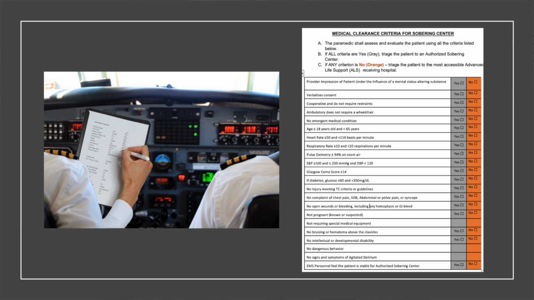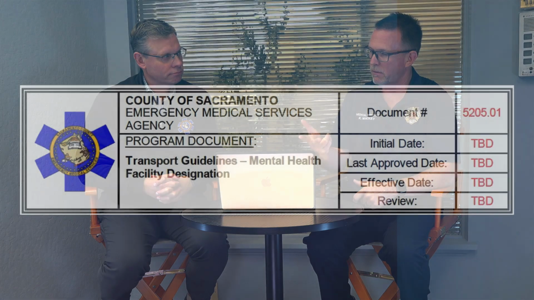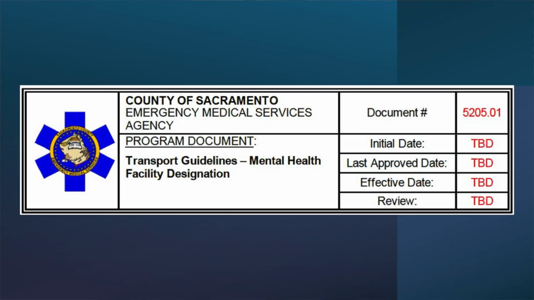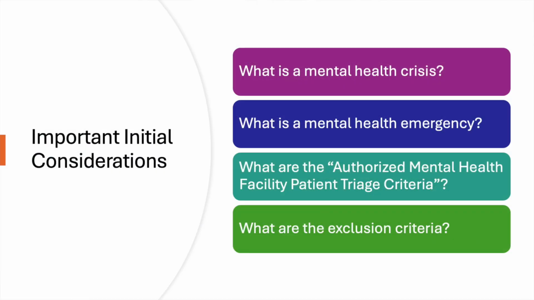All right, now let's flip the coin and go to mental health facility designation. They're strangely similar. Again, in the initial consideration section, what is a mental health crisis? We've gone through that. Mental health emergency, we've gone through that. What is an authorized mental health facility, patient triage criteria? We're going to go through that. And what are the exclusion criteria?